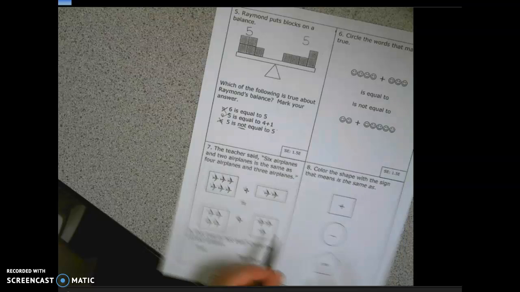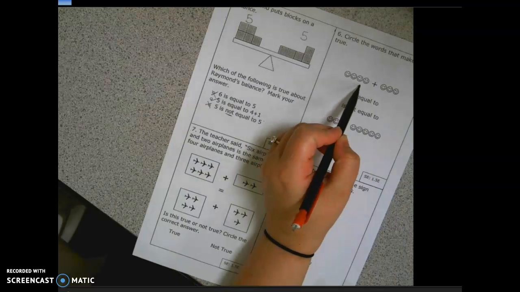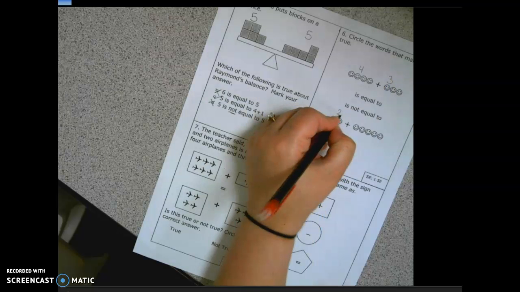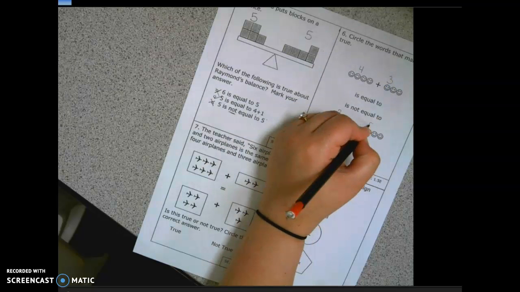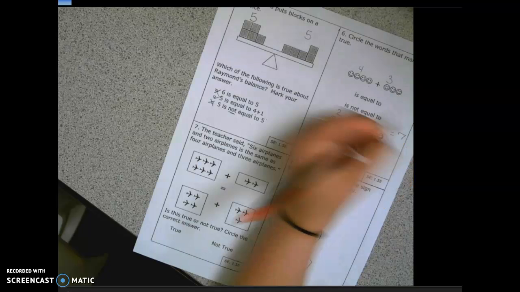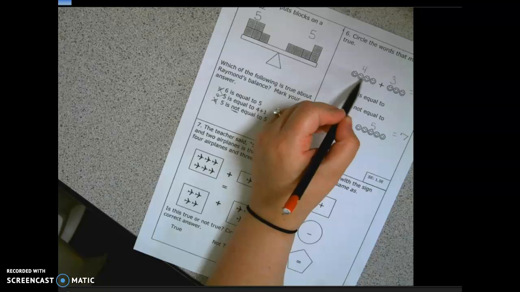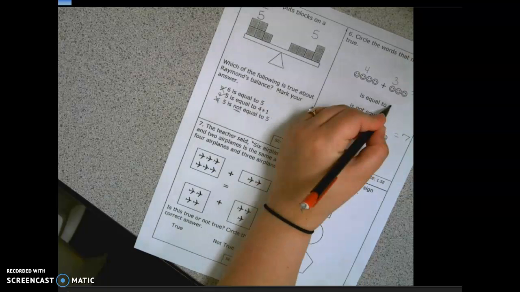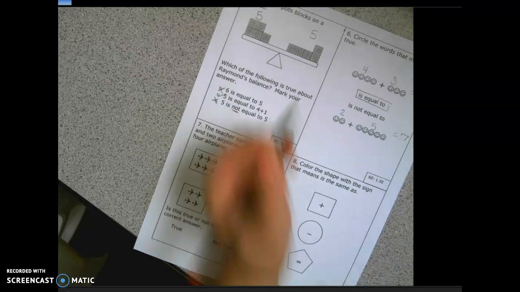Circle the words that make this true. 1, 2, 3, 4. 4 plus 3 is the same as 2 plus 1, 2, 3, 4, 5, 5. Well, I know 5 and 2 is 7, and I knew 3 and 4 is 7. I could check my work by going 1, 2, 3, 4, 5, 6, 7. So I know they are equal.